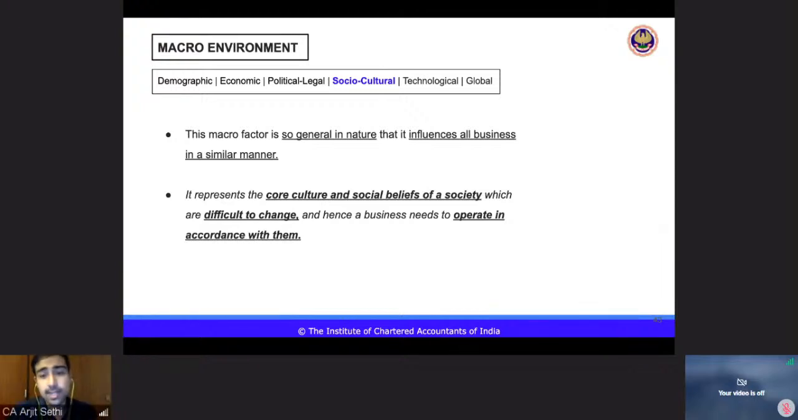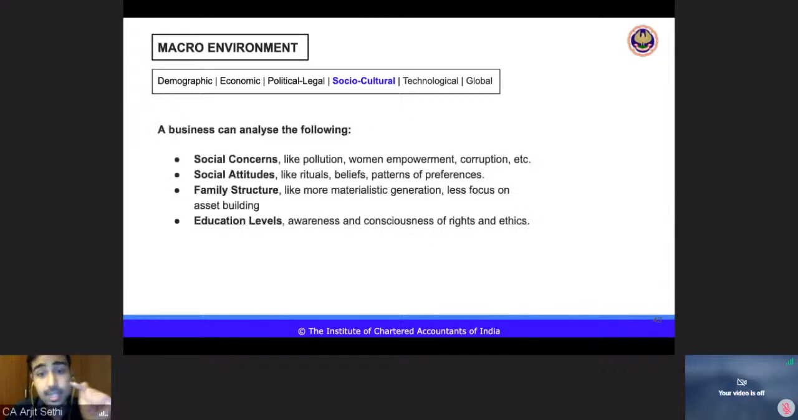If I can give you an example, let's go to this component first. What do you have to analyze? Then we'll discuss an example after this. Talking about social culture, a business has to analyze social concerns, right? Let's suppose a particular country is more concerned about pollution or women empowerment or corruption. The social attitude is more ritual, more people are into religious acts, more people have strong beliefs.